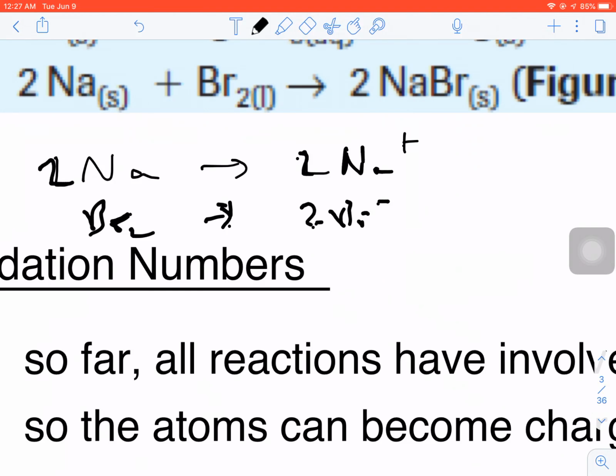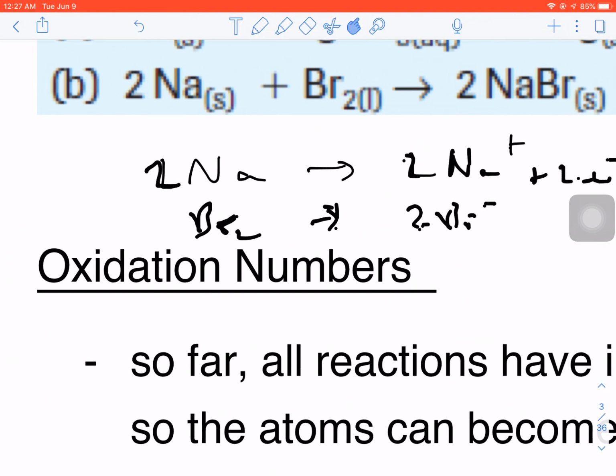Trying to make my charges work out. If I look at the first one, I have no charge on this side, but I have 2 pluses on this side, so I need 2 minuses. So I'm going to add my electrons. If I look at the second reaction, I have 2 negatives on this side and nothing on this side, so I guess I need 2 more minuses on this side.